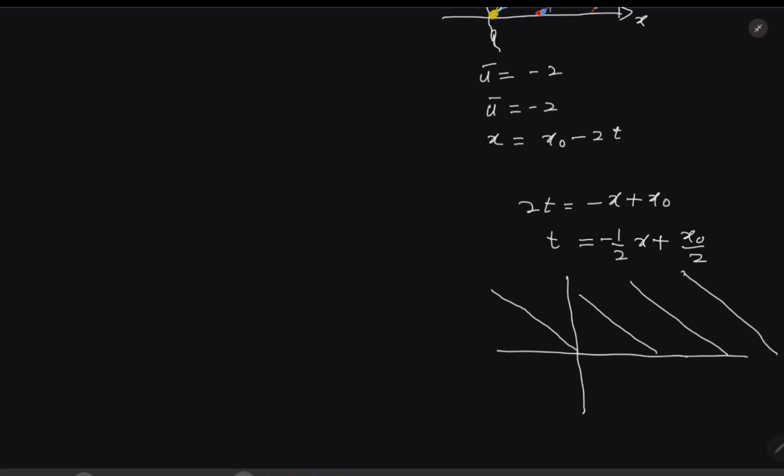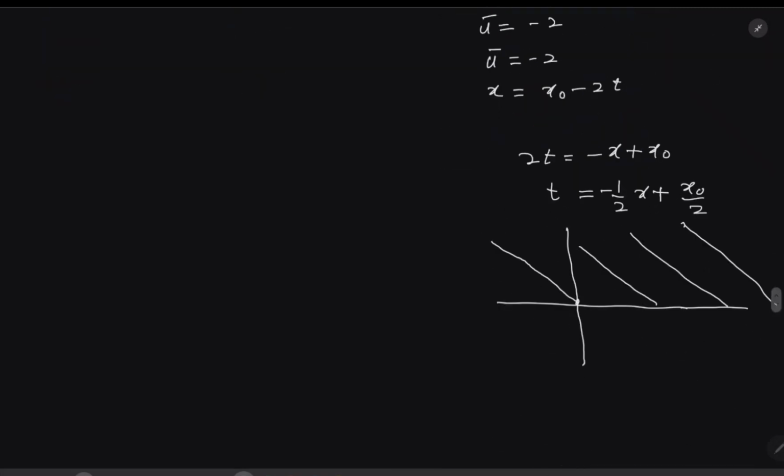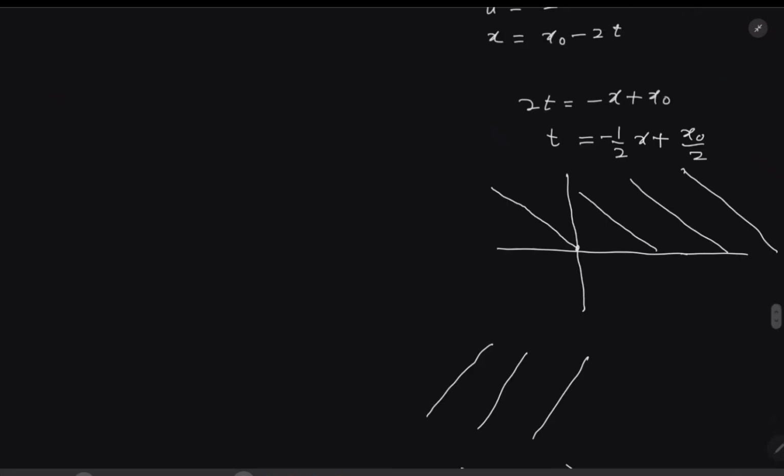It depends where x naught is. If it is 0, the characteristic should start and pass from the origin. So we have two things over here: either your characteristics look like this, or they look like this. And we remember, and I repeat, the Q always travels on this information.